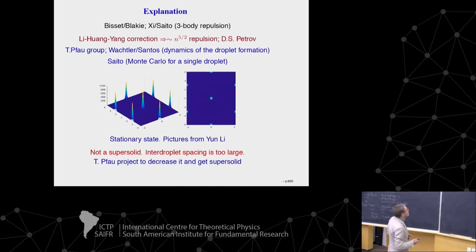This follows from the work of Petrov, and then they studied dynamics, and Saito did Monte Carlo calculations, and these are pictures of these droplets from Yun Li. This is the person who was doing a lot of calculations with dipolar condensates and so on. Now she is one of the editors of Nature Physics. And then, of course, this is not a supersolid. And there was a project of Tilman Pfau on how to get a supersolid. I turn to this slightly later.